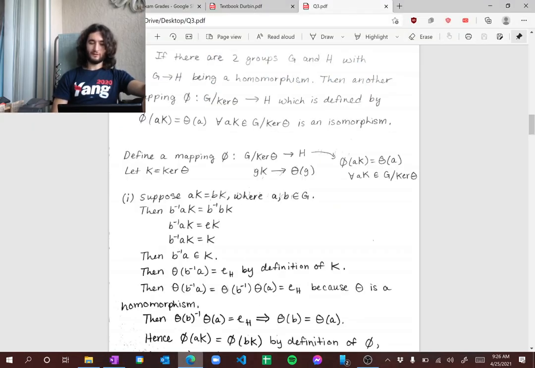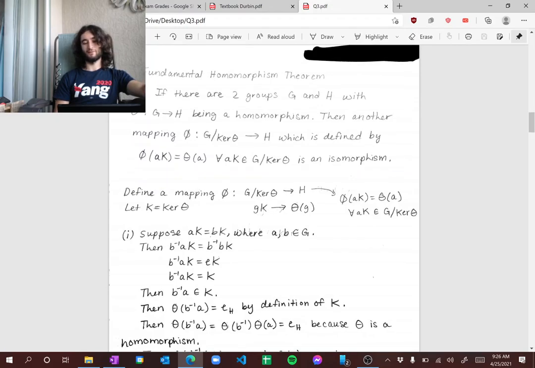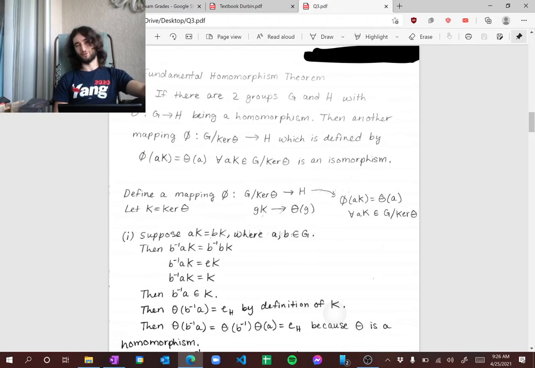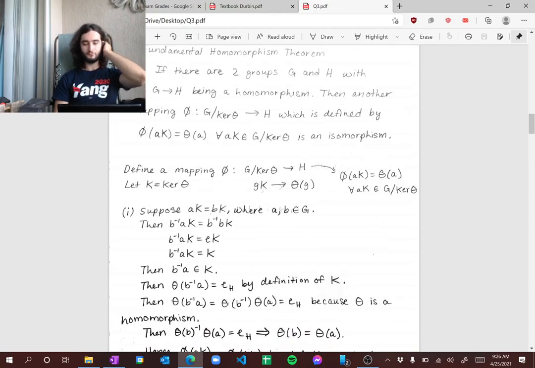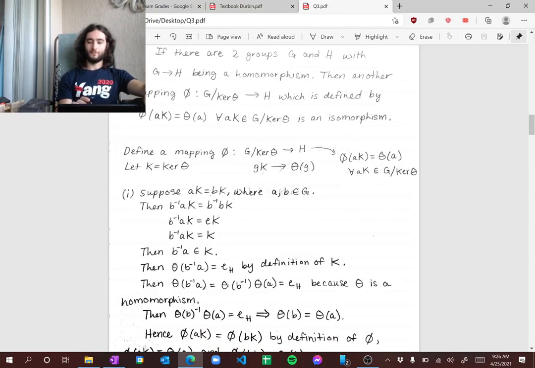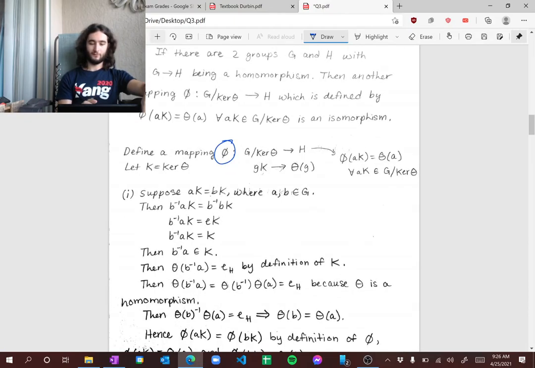So I have a student submission for this one. They had a very thorough response here. And here's how it goes. So first of all, state the fundamental homomorphism theorem. Give 5 points for that if you stated it correctly. And then the second part is prove. So they go right on ahead and define this mapping phi. And it's going to do exactly what it says there. It's going to take a coset in here, and it's going to turn it to an element in H.